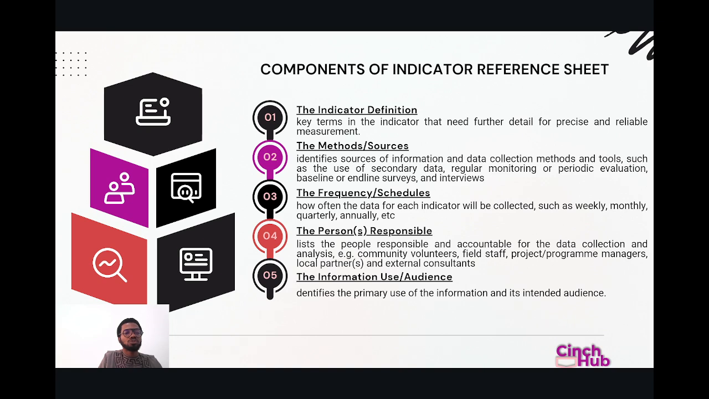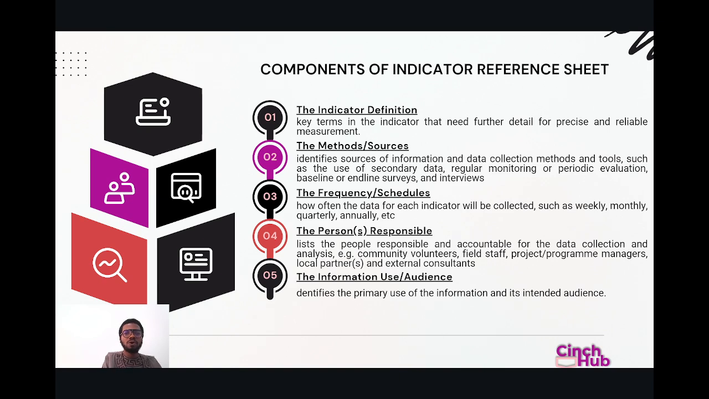So indicator references should clearly state the definition, the methods or sources where the information will be collected or will be seen, the frequency or the schedule, as well as the persons responsible. If there are lots of people responsible for this indicator, it should be clearly listed out. That's one of the core things we talked about last week about M&E, which is accountability. So we need to know who the persons responsible are, then the information user. Who are the people, who is the audience using this information?